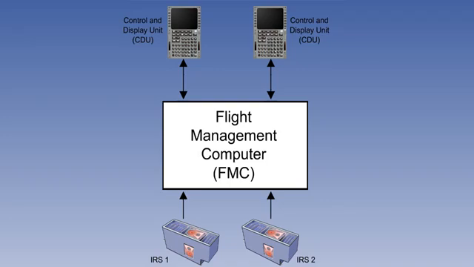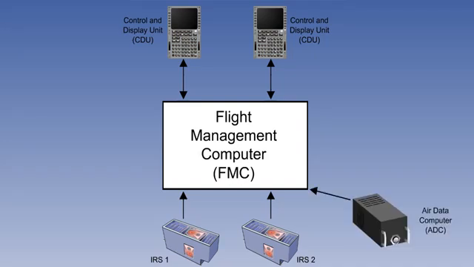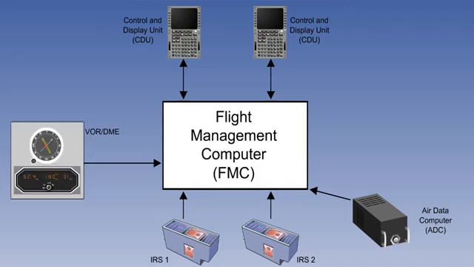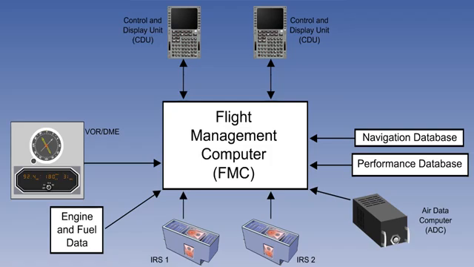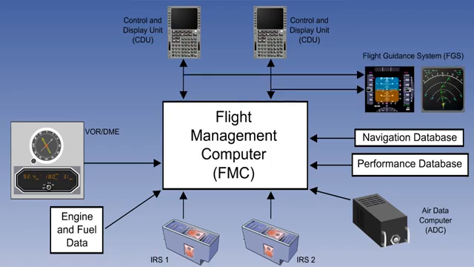2 or possibly 3 inertial reference systems to provide position, altitude, acceleration and velocity information to the flight management computer. An air data computer, or ADC, to give altitude and airspeed information. There are radio navigation inputs, navigation and performance databases in order to provide route, navigation aids and basic aircraft data, and engine and fuel data. The pilots manage this system in order to generate commands to the flight guidance system.